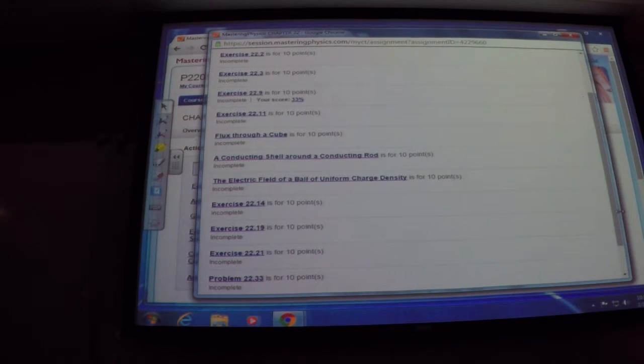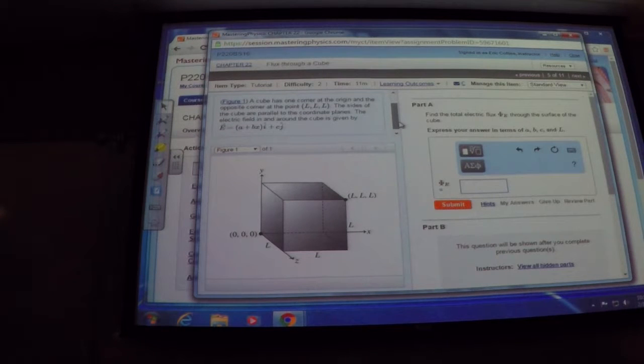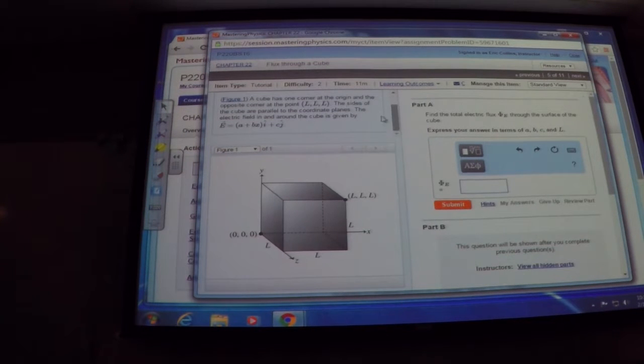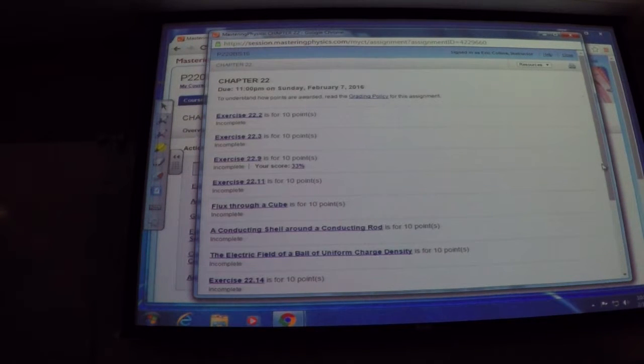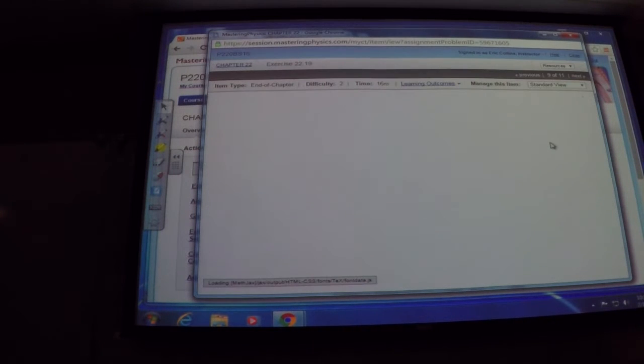Want a high concept one? Yes. Sure. High concept, right here. Flux through a cube. Oh no, that's integration. That's not high concept. Darn. Yeah, let's not worry about that. I don't want you guys to get too confused with worry about integration, okay? 19? Okay, let's see what this one does for us.